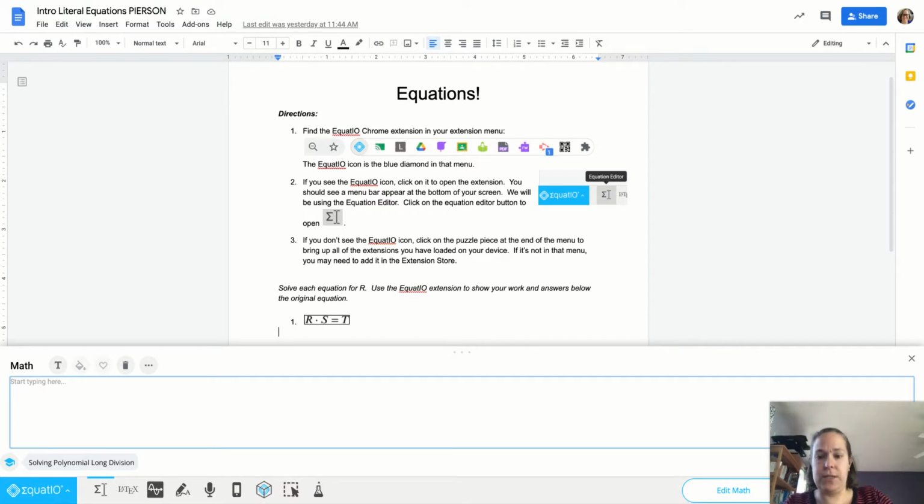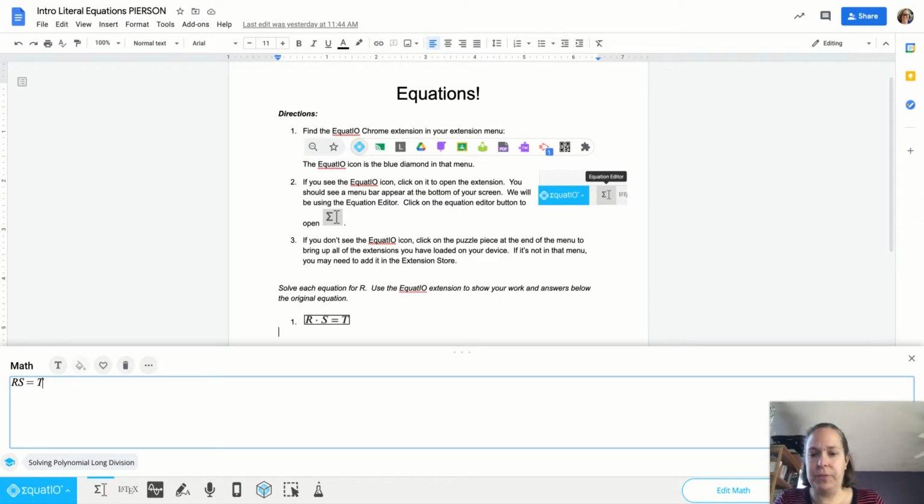So the equation that I'm solving is R times S equals T. The little dot that you see in the problem is just a multiplication sign. It doesn't have to be there. So I'm going to leave it without it when I type in my equation.